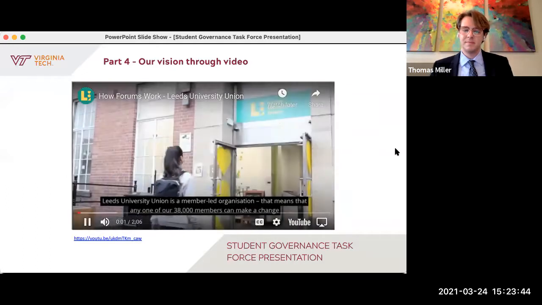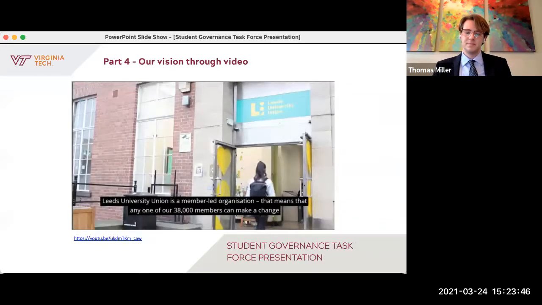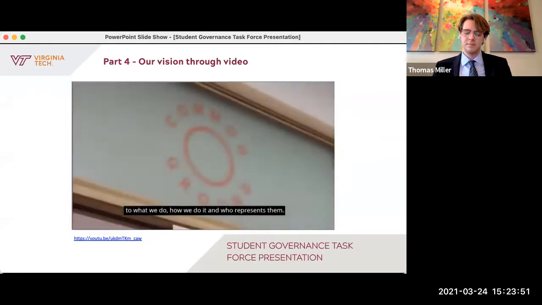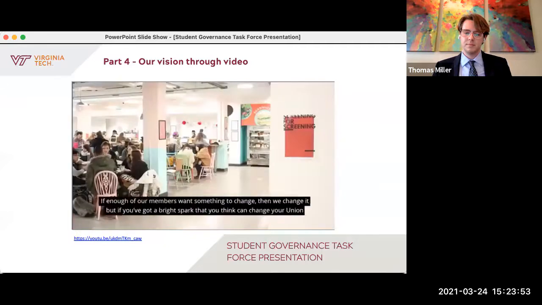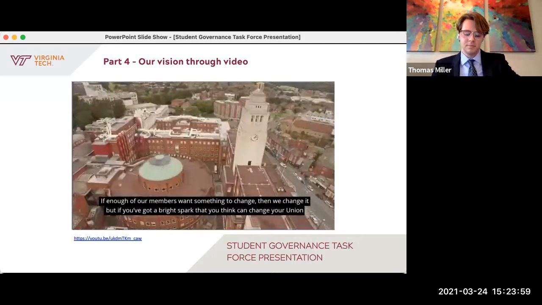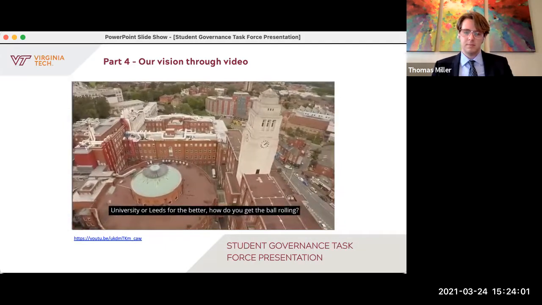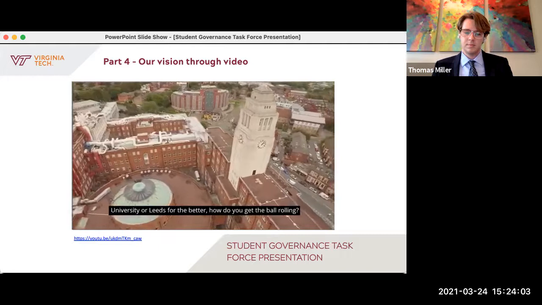Leeds University Union is a member-led organisation. That means that any one of our 38,000 members can make a change to what we do, how we do it, and who represents them. If enough of our members want something to change, then we change it. But if you've got a bright spark that you think can change your union, university, or Leeds for the better, how do you get the ball rolling?